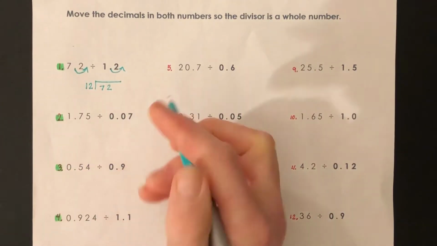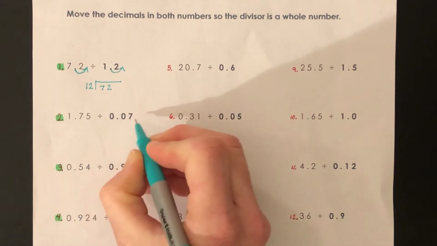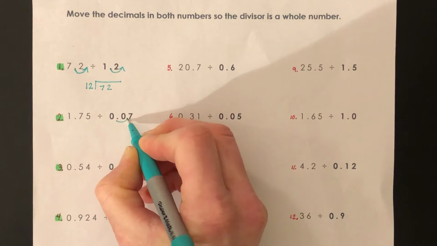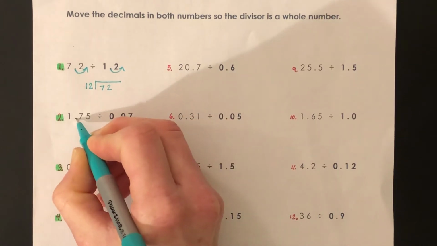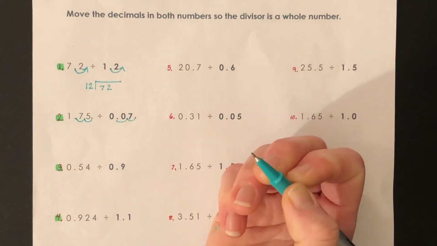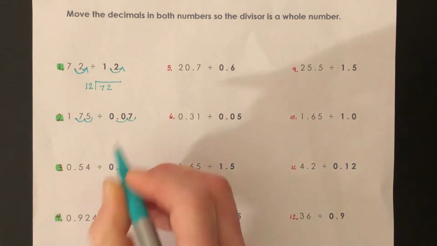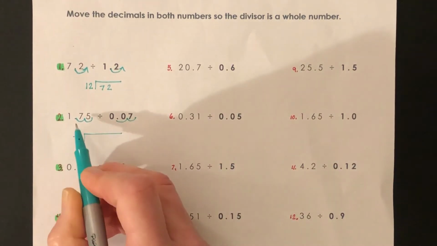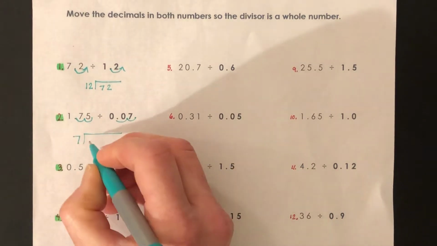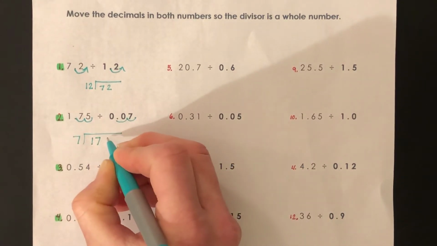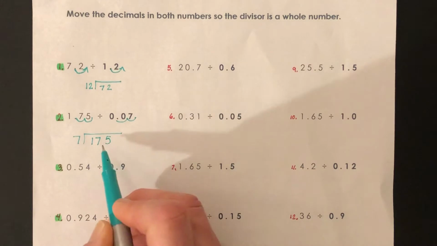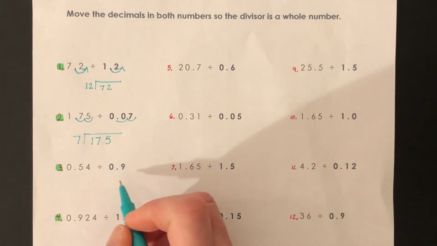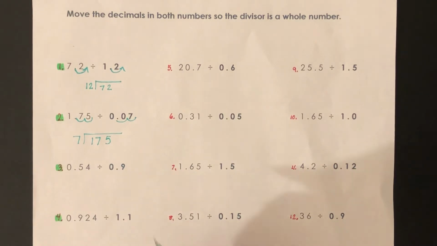In number 2, I see that in my divisor, I have to move the decimal 2 places. So if I move it 2 places in the divisor, I have to move it 2 places also in the dividend. So this becomes 7, and this becomes 175. It's worked out both times that the dividend has been a whole number afterward. Number 3 and 4, I can see they'll be different.